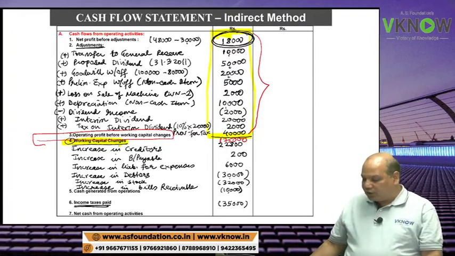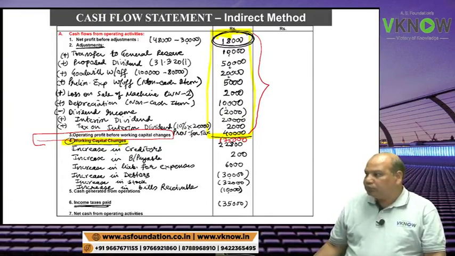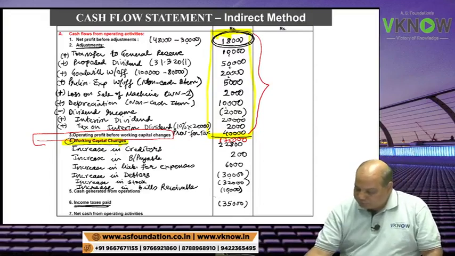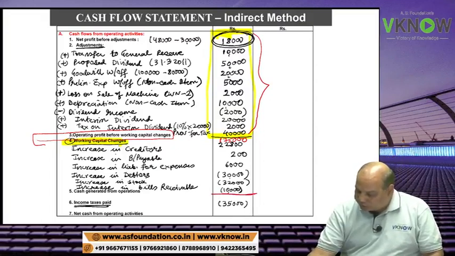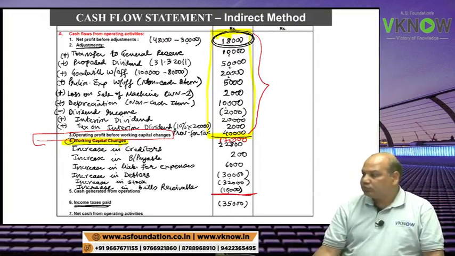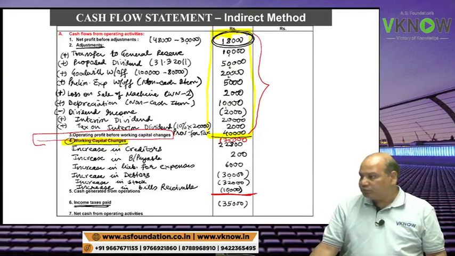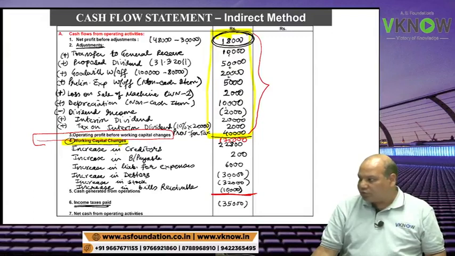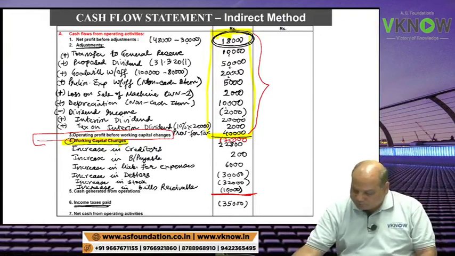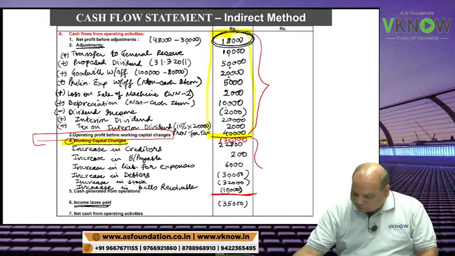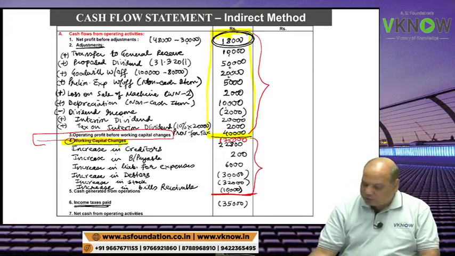Check the answer, 1,75,000. Anybody, operating profit before working capital changes, is it 1,75,000? Start from 18,000. Tanya is right. Moonrise is right. 1,75,000. Now you add all these numbers up to this, including 1,75,000.